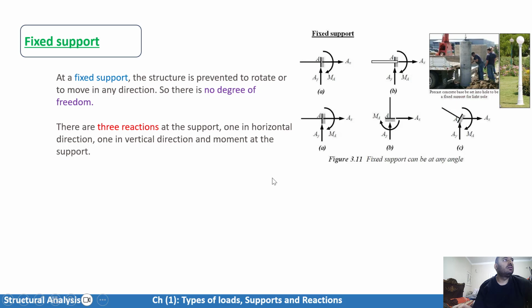Third support, the fixed support. At a fixed support, the structure is prevented to rotate or to move in any direction. So there is no degree of freedom. There are three reactions at the support: one in horizontal direction, one in vertical direction, and a moment at the support.